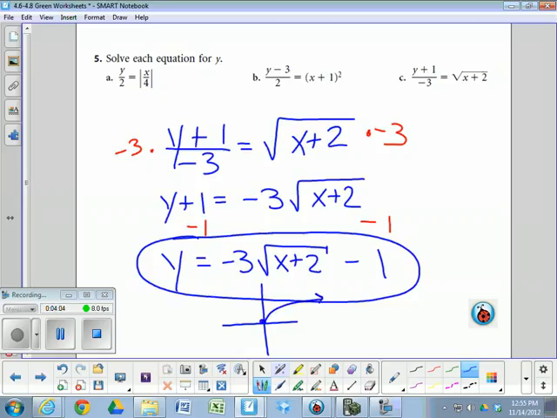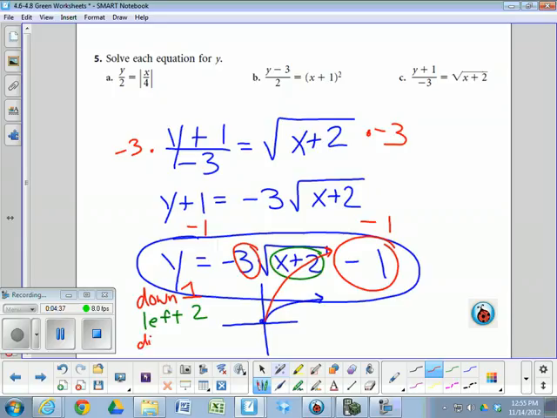Somebody name 1 thing that happens to it. Down 1 because of this. Another thing. It moves left. Left 2 because of that. Skinnier and taller. Very good. Because of this 3 out here, it actually gets 3 times as tall, because the y's get multiplied by 3. More on that as you work through that on your own.